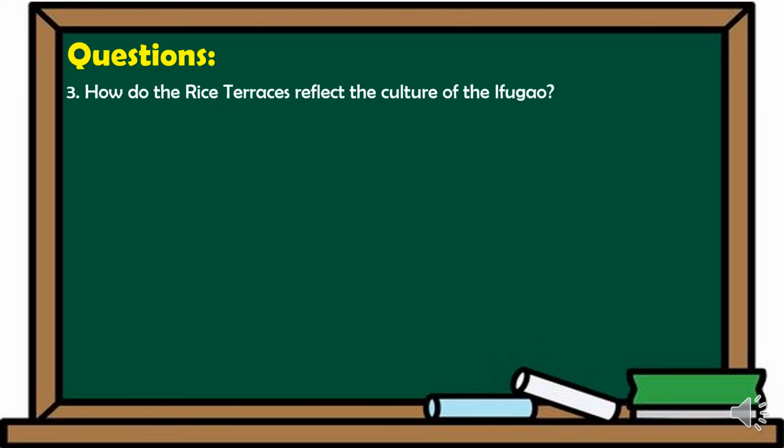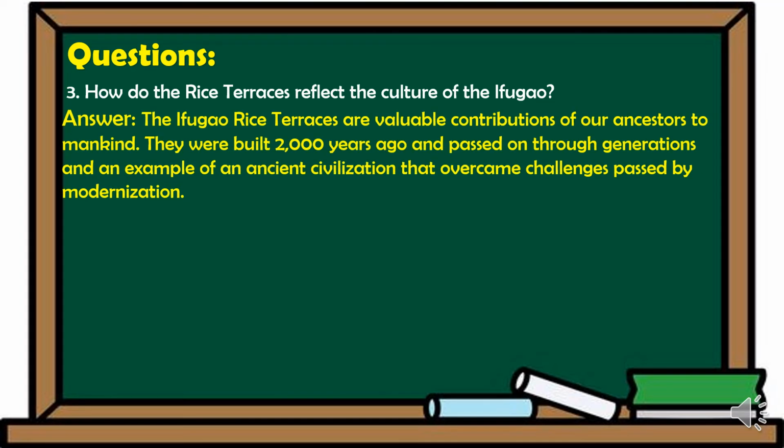Number 3 question. How do the rice terraces reflect the culture of the Ifugao? Answer. The Ifugao rice terraces are valuable contributions of our ancestors to mankind. They were built 2,000 years ago and passed on through generations, and an example of an ancient civilization that overcame challenges passed by modernization.